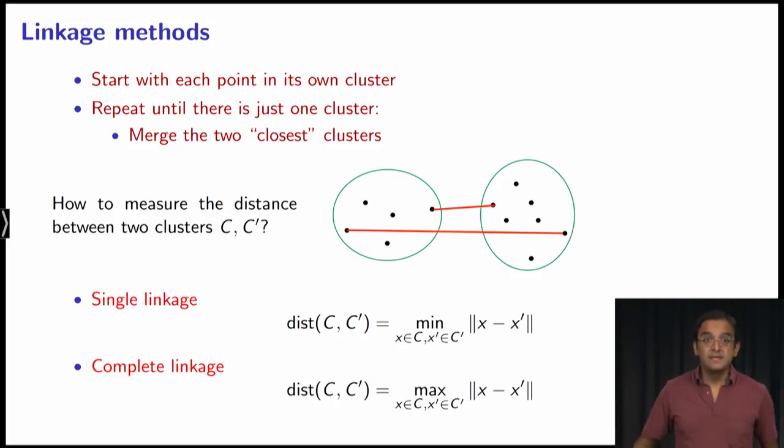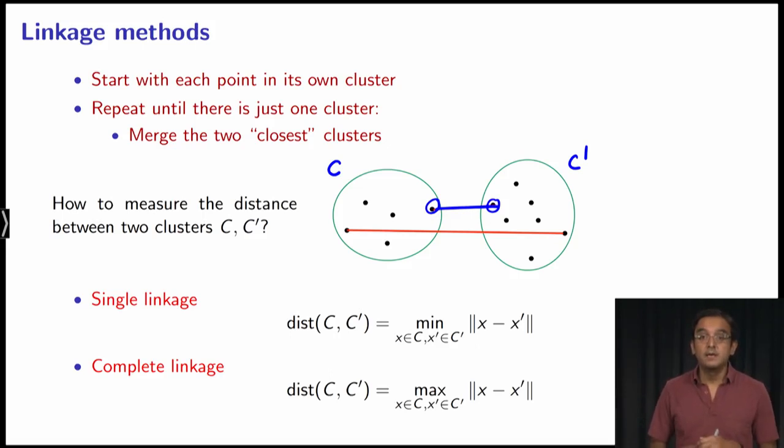So, single linkage: if you give it two clusters, C and C prime, it thinks of the distance between these two clusters as simply being the distance between the closest pair of points in those clusters. It thinks of that as being the distance. So that's in essence the smallest possible notion of distance between these two clusters.